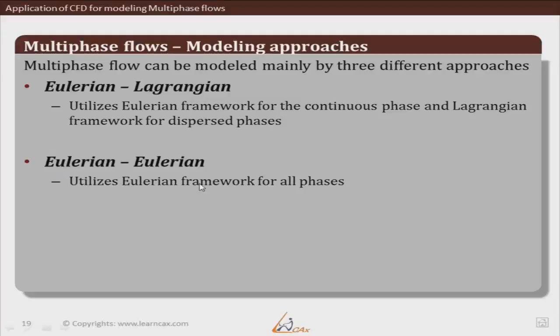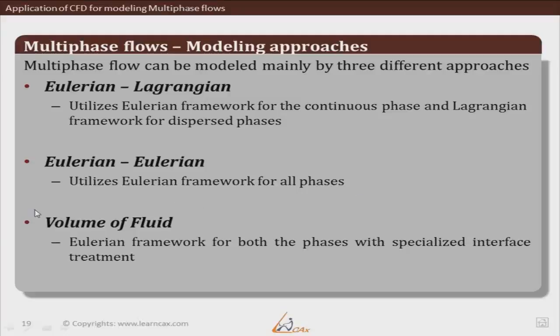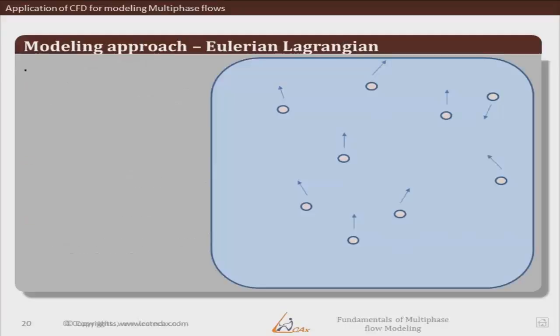Within the Eulerian framework, which is the Eulerian model, which is the second approach, we utilize the Eulerian framework for all phases, which means governing equations are solved for all phases involved. And the third approach is called volume of fluid, in short termed as VOF. In this, the Eulerian framework is used for all the phases involved, but there is a specialized interface treatment in order to track the free surface or the connecting surface. We'll see the pictorial representation of these approaches.